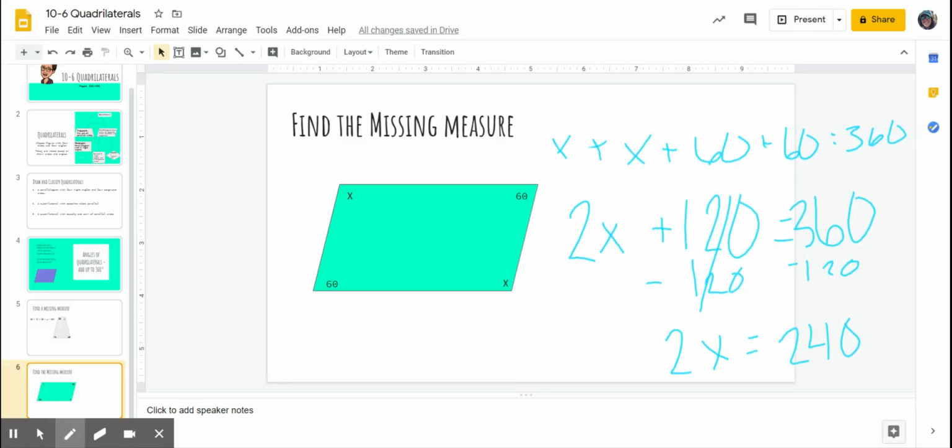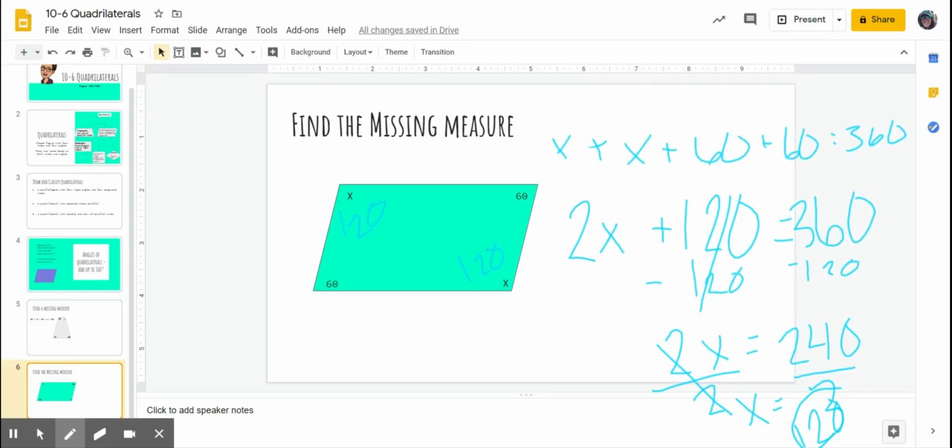So the reason I'm doing that is if I have 2x, remember a number next to a letter means multiplication, and then the opposite of that is division. So I would divide both sides by 2, and then this finally leaves me with x by itself, and 240 divided by 2 is going to give me 120. So both of these angles would be 120.